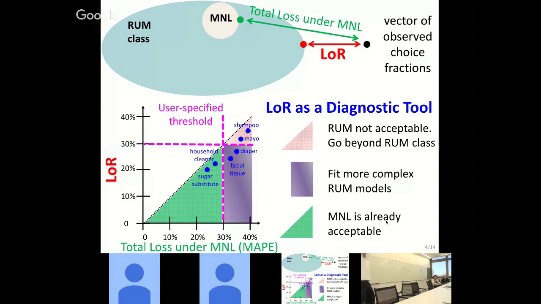You need to go beyond the RUM class. Again, obviously, in our papers, we look at more than 6 product categories. I'm only showing you these here because of slide constraints.